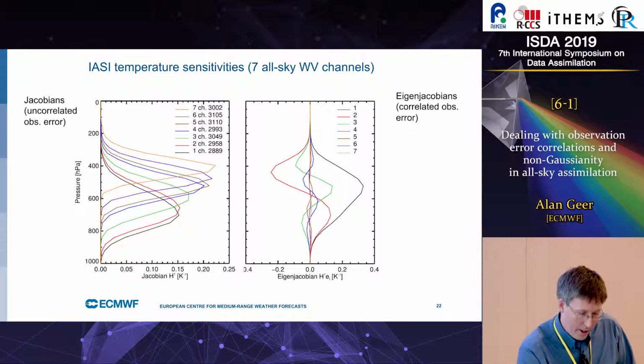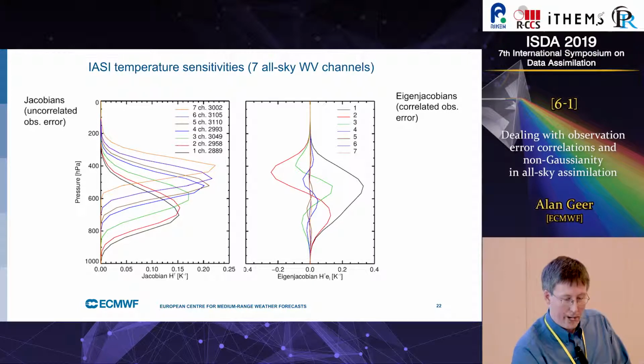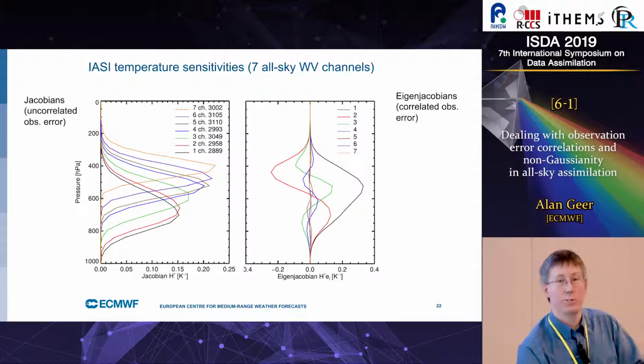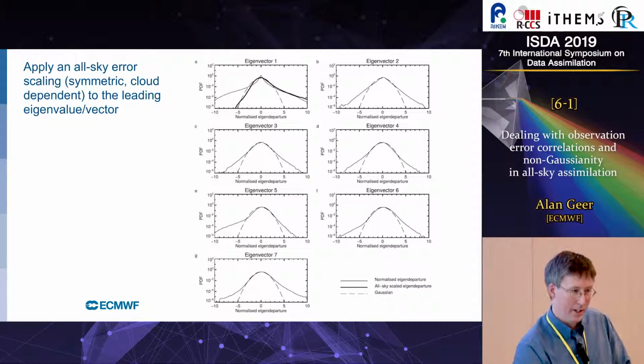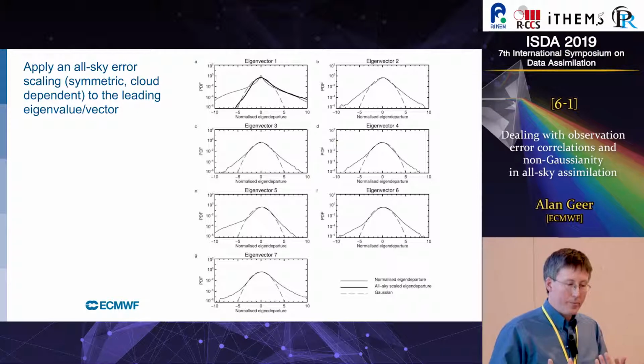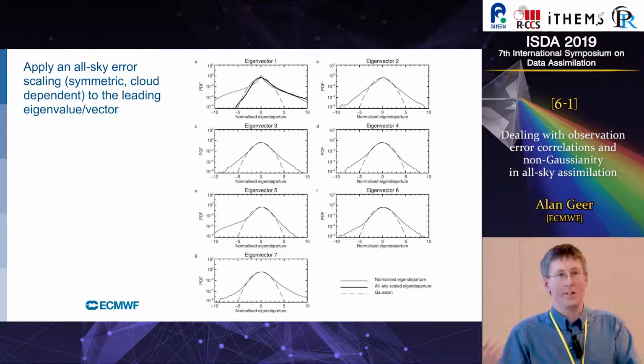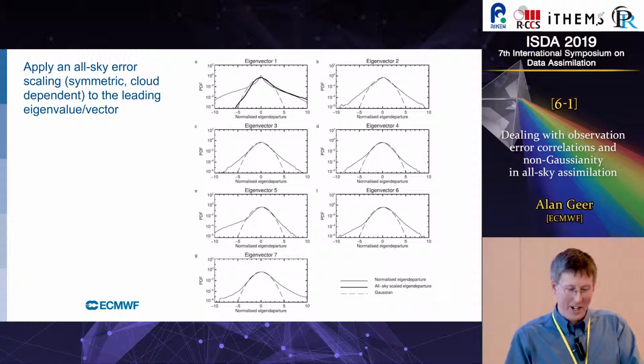So the main point is that main leading eigenvector, which is sensitive to temperature variations across the troposphere, is also projecting most of the cloud signal. So we can use that to our advantage. So here, these are the normalized PDFs of the eigendepartures now. So this is the eigendeparture divided by its eigenvalue.